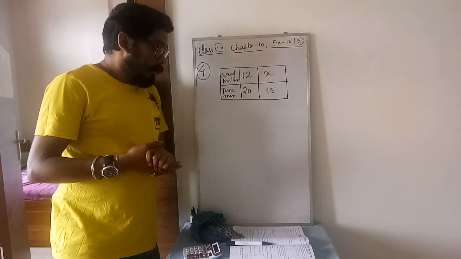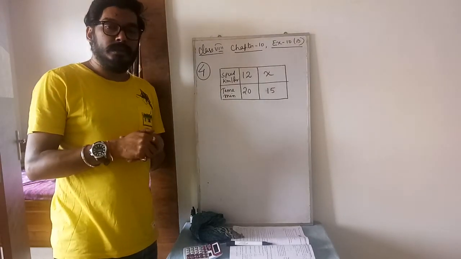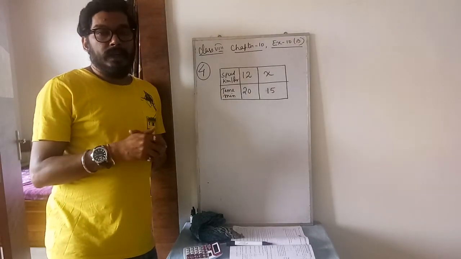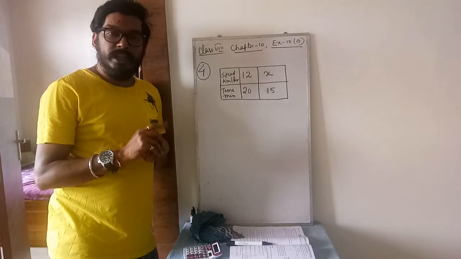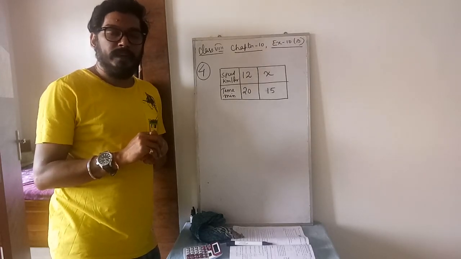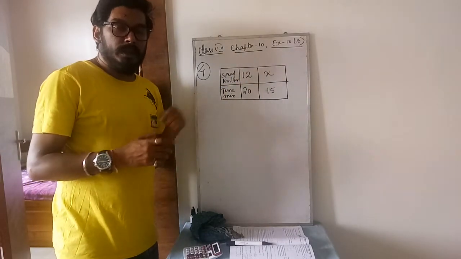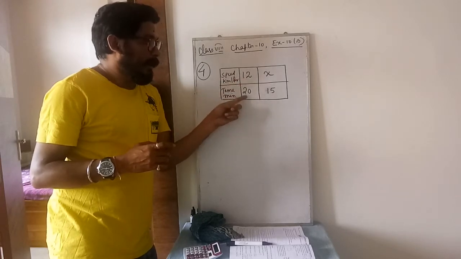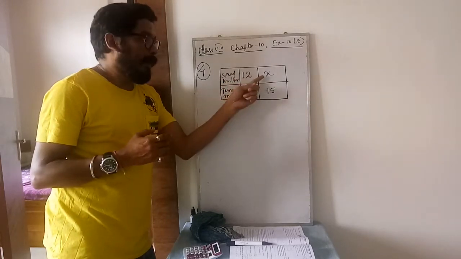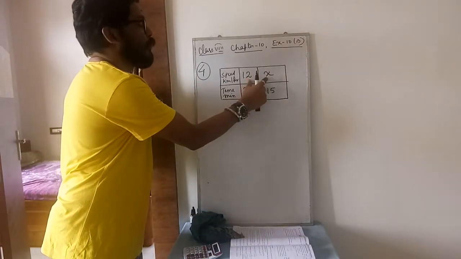In exercise 10A, before writing the ratio, let me say something. While doing exercise 10A, we have done direct variation. In direct variation, what I have written? Ratio of the first two equal to ratio of the last two. But this is inverse variation. Here speed given 12, at the time is 20. You have to find out speed when time is 15. So you will do the ratio of these two.